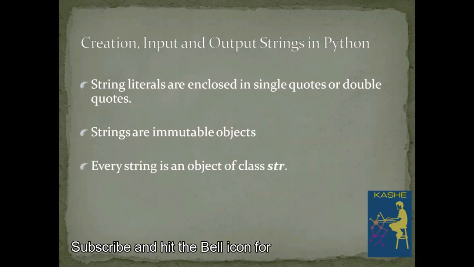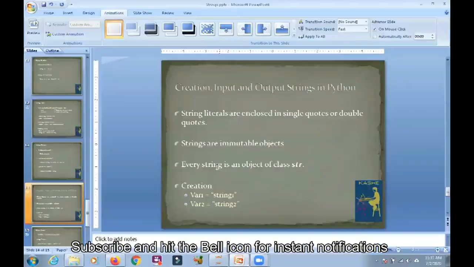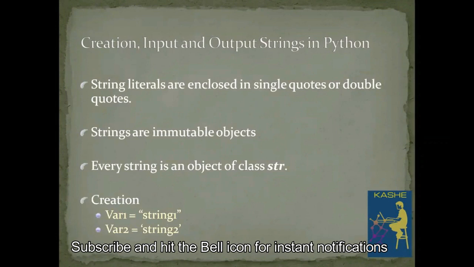Next, if you observe Python, everything is an object. So every string object belongs to a class str in Python. Then how to create strings in Python? See, I have given two variables, var1 and var2. The first string literal is string1, that is enclosed in double quotations, and the second string literal is string2, that is enclosed with single quotations.